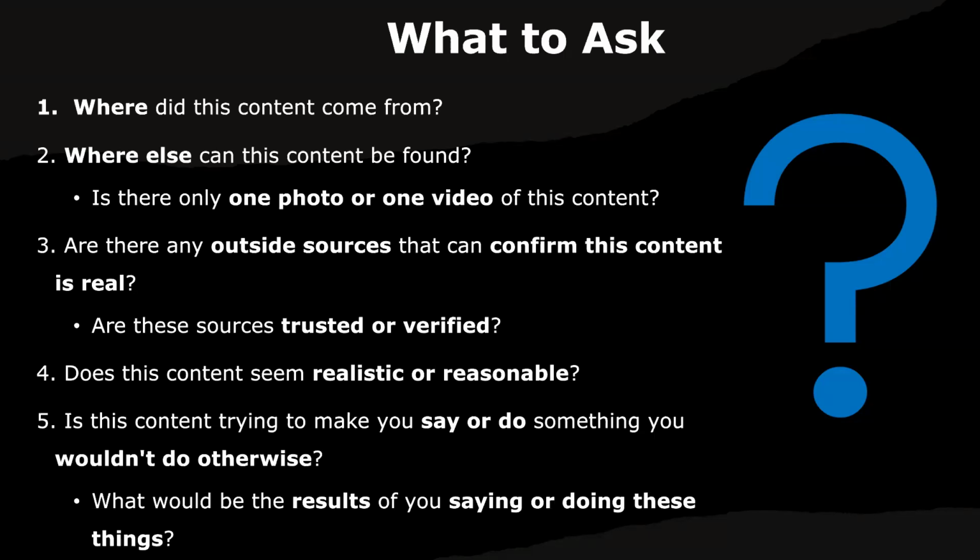Number 5, is this content trying to make you say or do something you wouldn't do otherwise? If a piece of written text, an image, an audio clip, or a video seems almost perfectly designed to make you feel happy, sad, upset, or afraid, consider whether this content is deliberately encouraging you to act in a certain way and what would happen if you did so. If this content is suspiciously timed to influence a decision, mood, or opinion on your part, then it's possible this content was deployed precisely to exploit your feelings and sway your future actions.